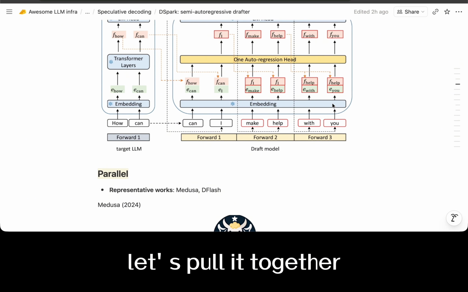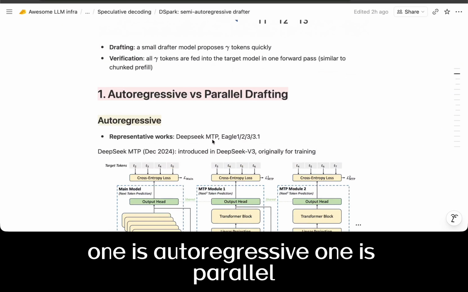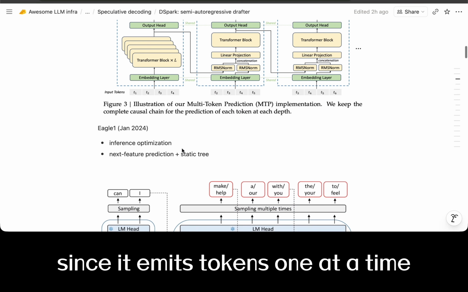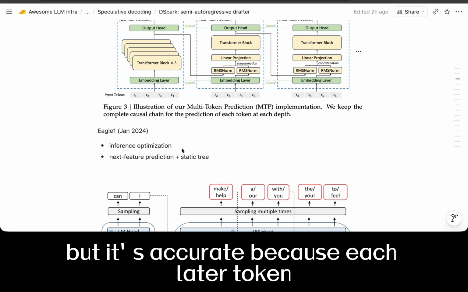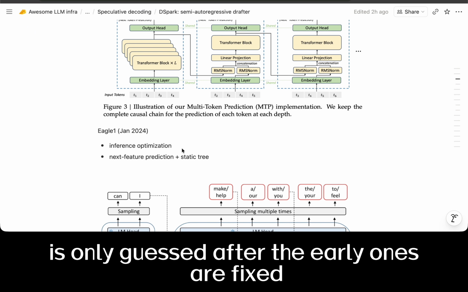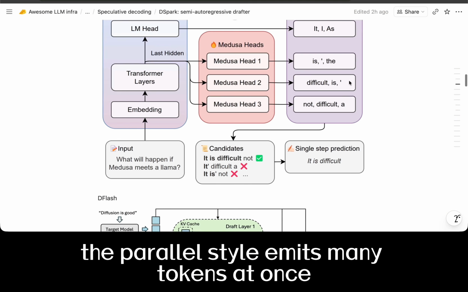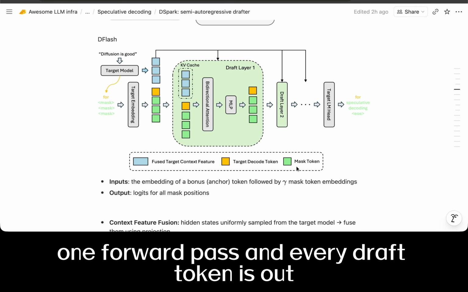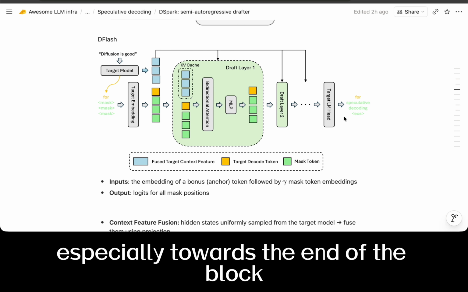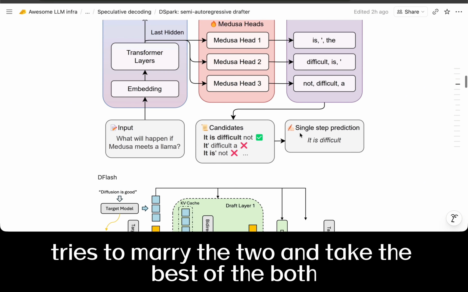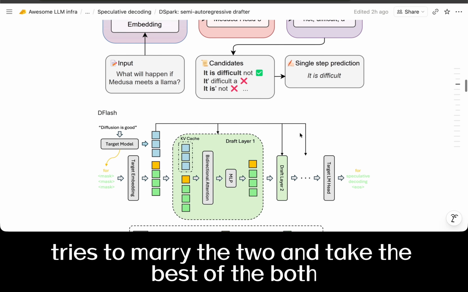Okay, that's all the background. Let's pull it together. We have 2 styles. One is autoregressive, one is parallel. Autoregressive is slower since it emits tokens one at a time. It's accurate because each later token is only guessed after the early ones are fixed, so it's an easier job. The parallel style emits many tokens at once. It's fast, one forward pass, and every draft token is out. But the accuracy suffers, especially towards the end of the block. DeepSeek's new work DSpark tried to marry the two and take the best of both.